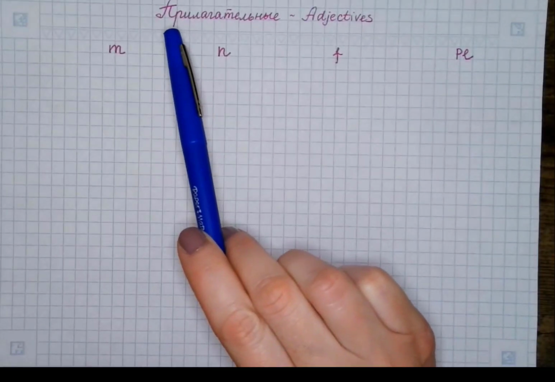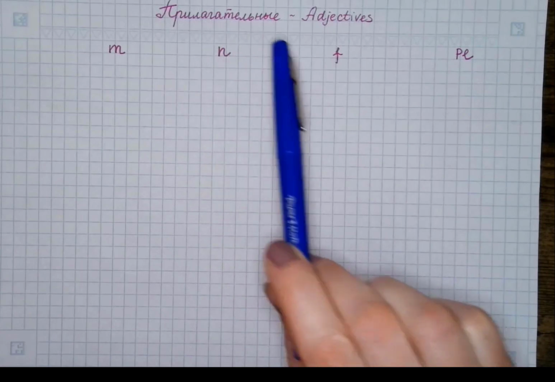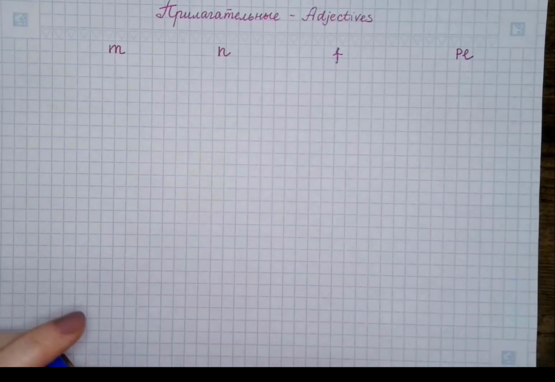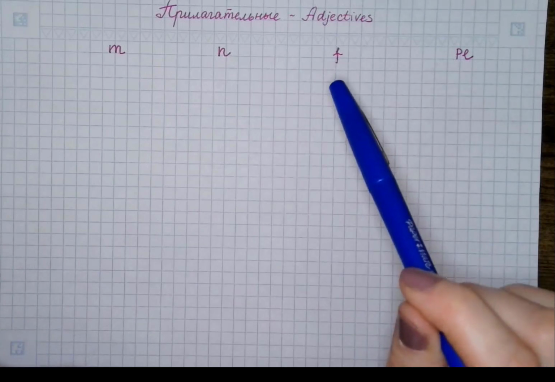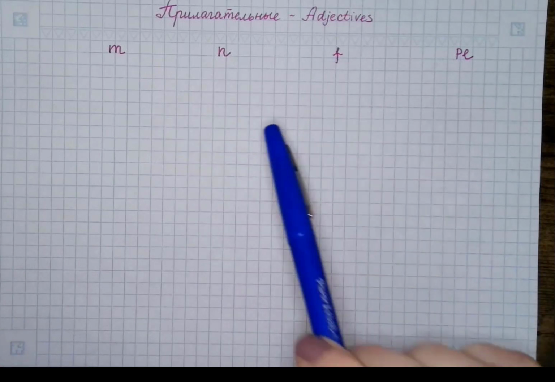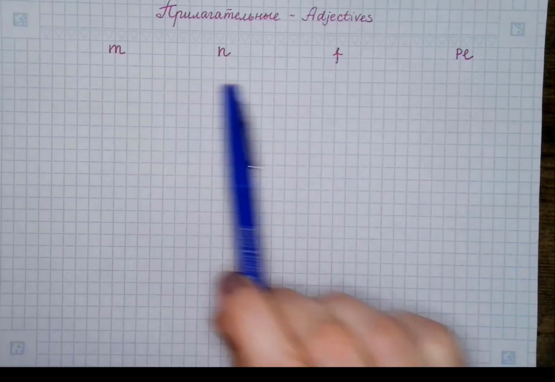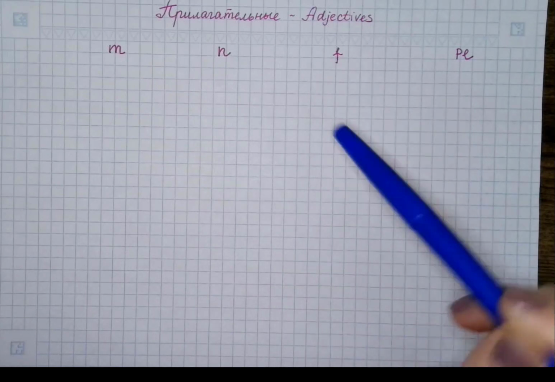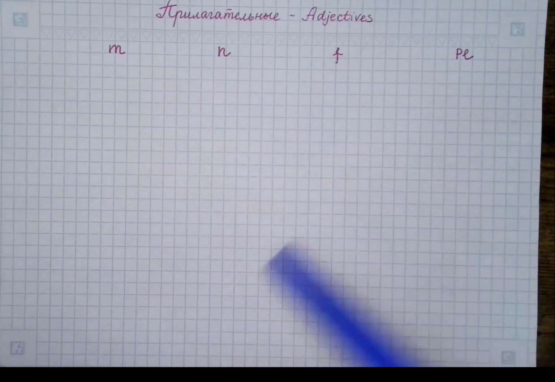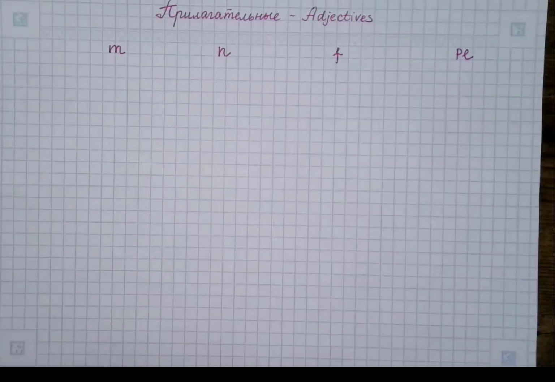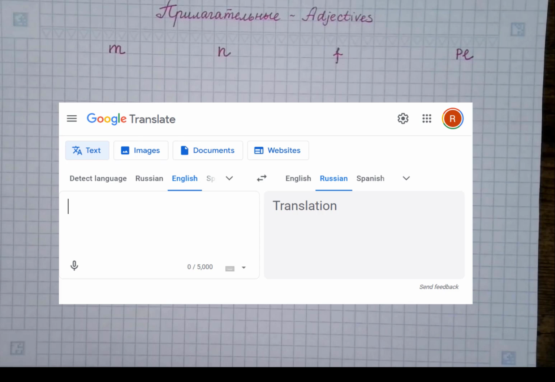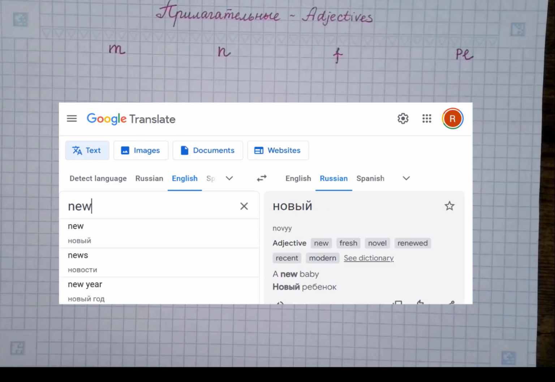Our topic today is прилагательные, or adjectives. And as I said in the intro, adjectives in Russian have different forms depending on the gender and number and case of the noun that they're describing. Now let's look up some adjectives in an online dictionary. Let's start with the word new. Новый. As you can see, the last 2 letters of this word are ый.